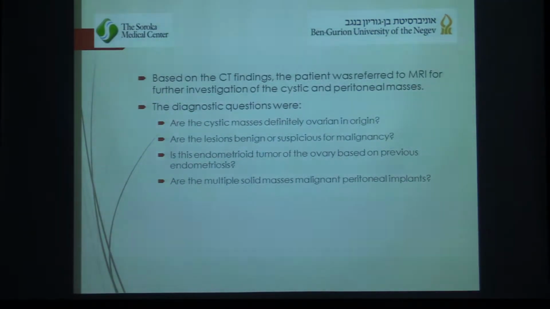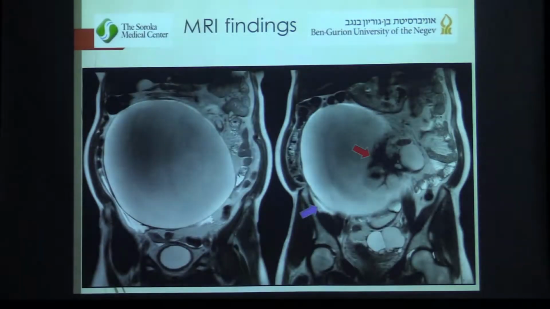So based on the CT findings, the patient was referred to MRI for further investigation of both the cystic and the peritoneal masses. Our main diagnostic questions were: are these cystic masses definitely ovarian in origin? Are we looking towards something more malignant or benign? Could this possibly be an endometrioid tumor based on her previous suspected diagnosis of endometriosis? We really had no history. And are the multiple solid masses malignant peritoneal implants?